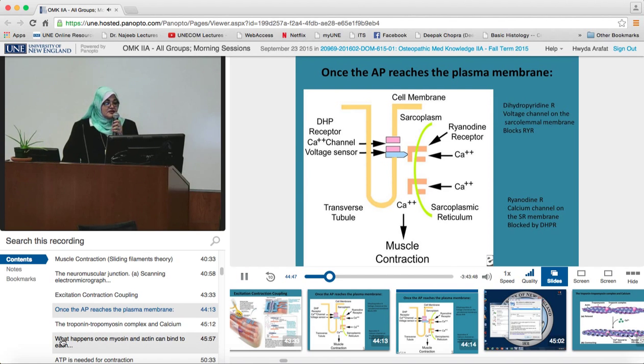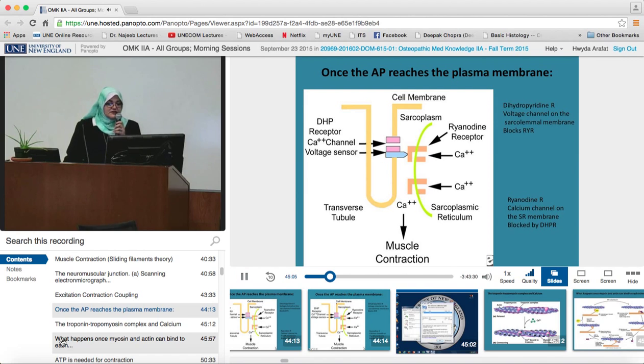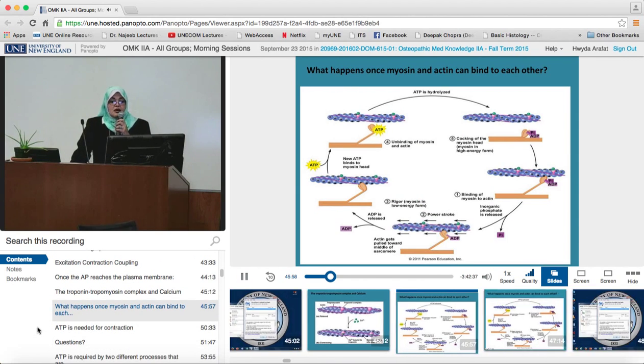The calcium voltage sensor, when a wave of depolarization happens, will change shape and open the ryanodine receptors to allow calcium that is stored in the sarcoplasmic reticulum into the cytoplasm, or the sarcoplasm of the muscle, and that would lead to muscle contraction. Once you have the myosin binding sites exposed, you can start from here.